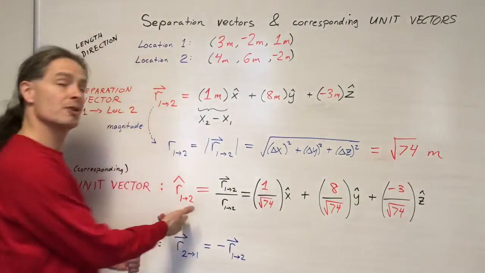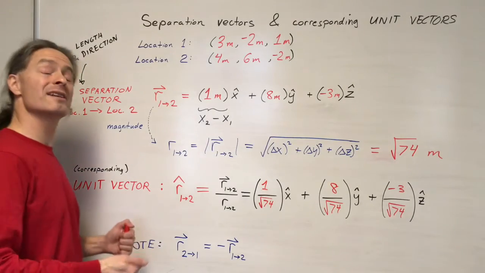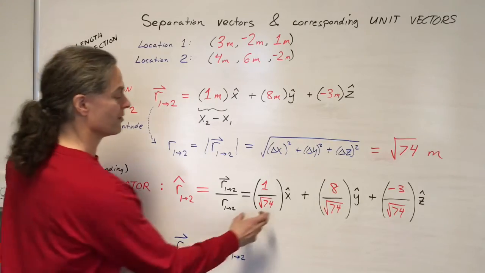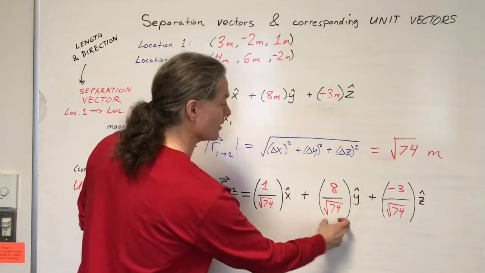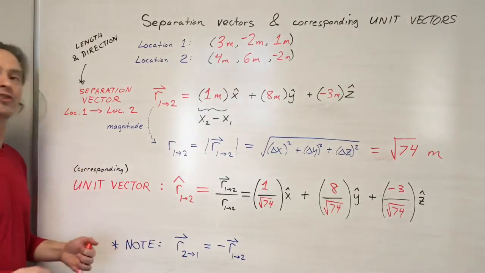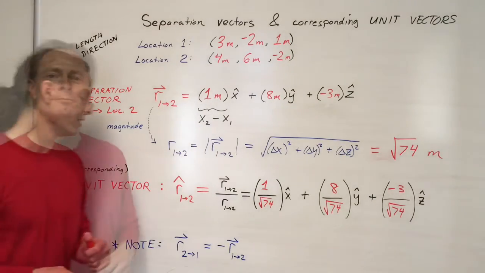The unit vector should be a dimensionless vector, and the magnitude of this should be 1. So you can verify to yourself that this squared plus this squared plus this squared, add those up, take the square root, that should be 1. I'll leave that for you to verify.